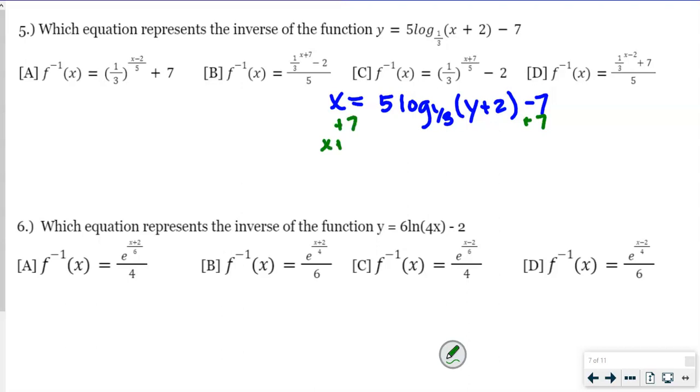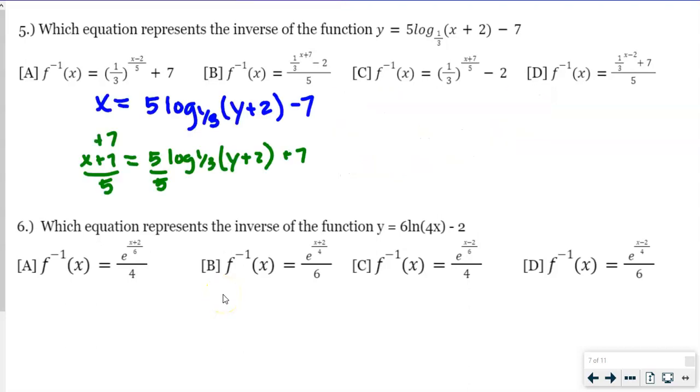So this is going to be x plus 7 equals 5 log base 1/3 of y plus 2. Okay, so our next step would be to divide by 5, wouldn't it? You guys got it, okay? So now we're going to take this and write it in exponential form.